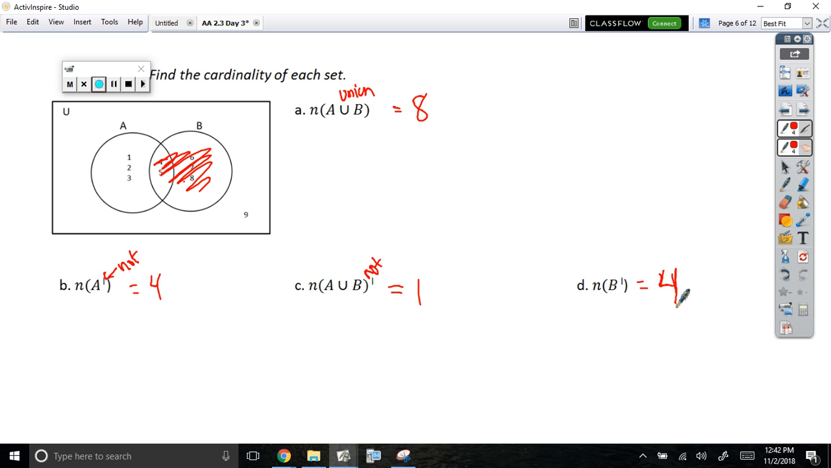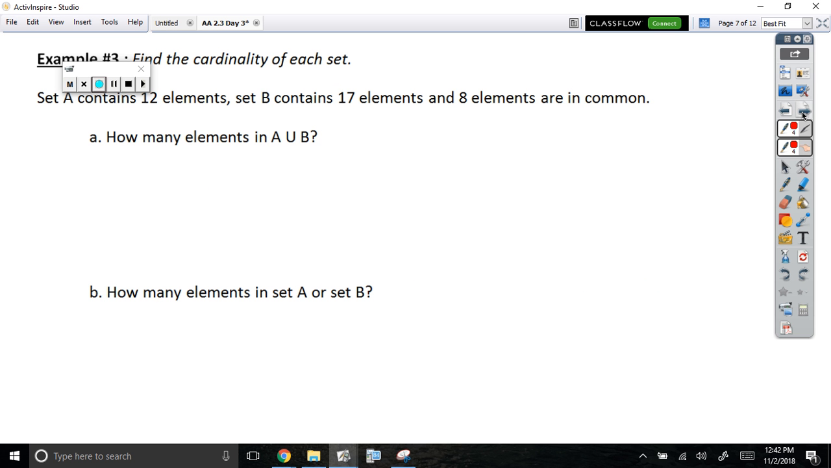Now on the back, they take away the picture and they just give you 2 sets and the number of elements. This is where we use our formula from the front. How many elements are in sets A union B? If A has 12, B has 17, and 8 of those are in common. So remember, you'll take the number in A plus the number in B, and you'll subtract the number that are in A intersect B, which is common.